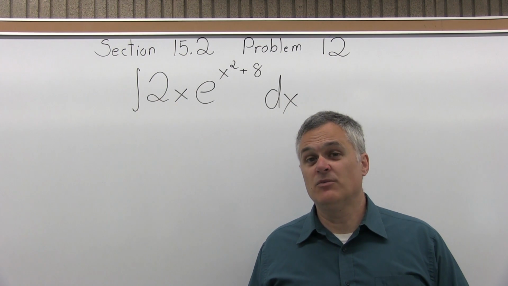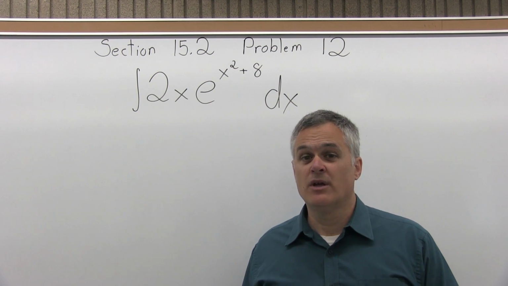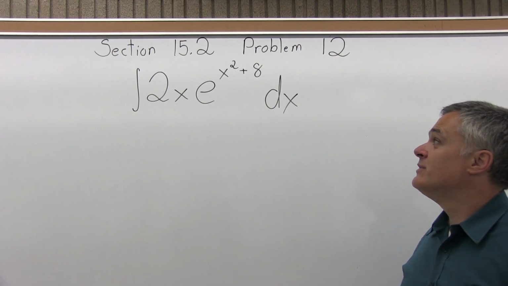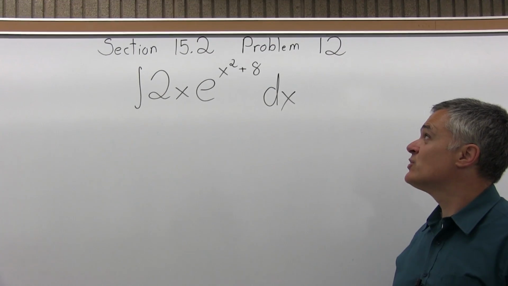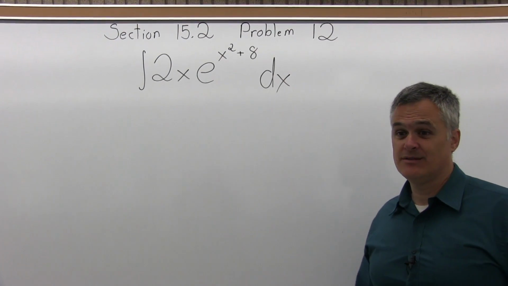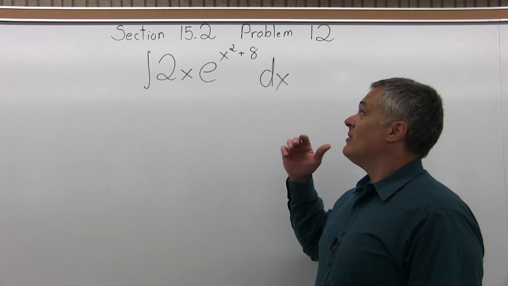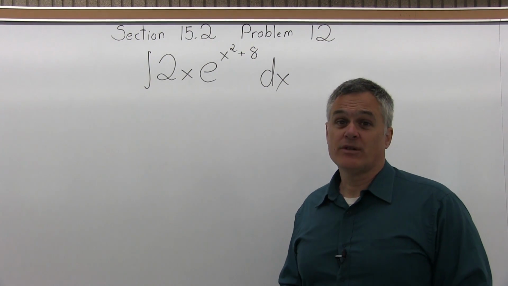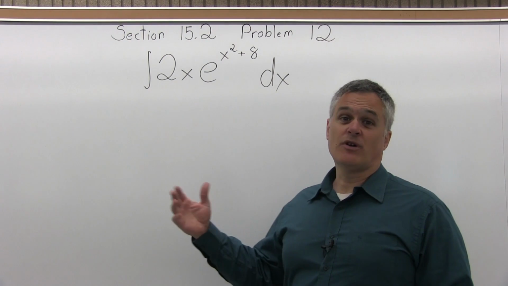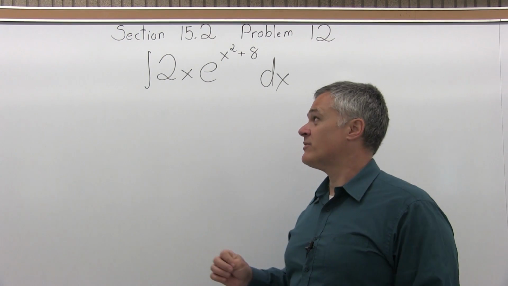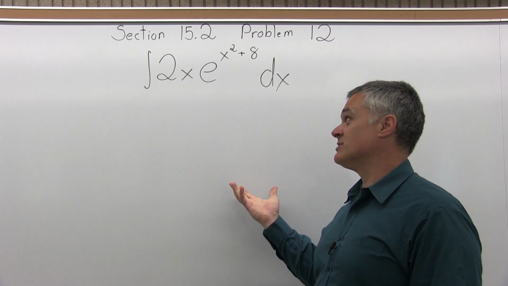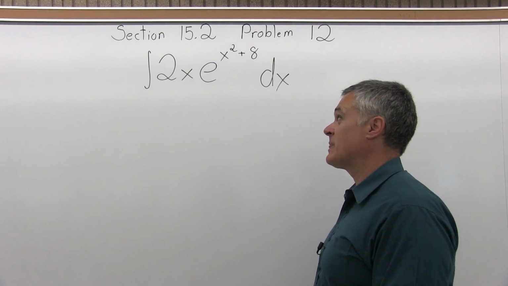This is Section 15.2, Problem number 12. We want to find the integral of 2x e to the x squared plus 8 dx. Now, this is kind of a messy looking integral. It's not something that we'd be able to solve without the substitution method. Sometimes I say you could solve it either way. There's just more foiling or whatever if you solve it without the substitution method. This one you just need the substitution method.